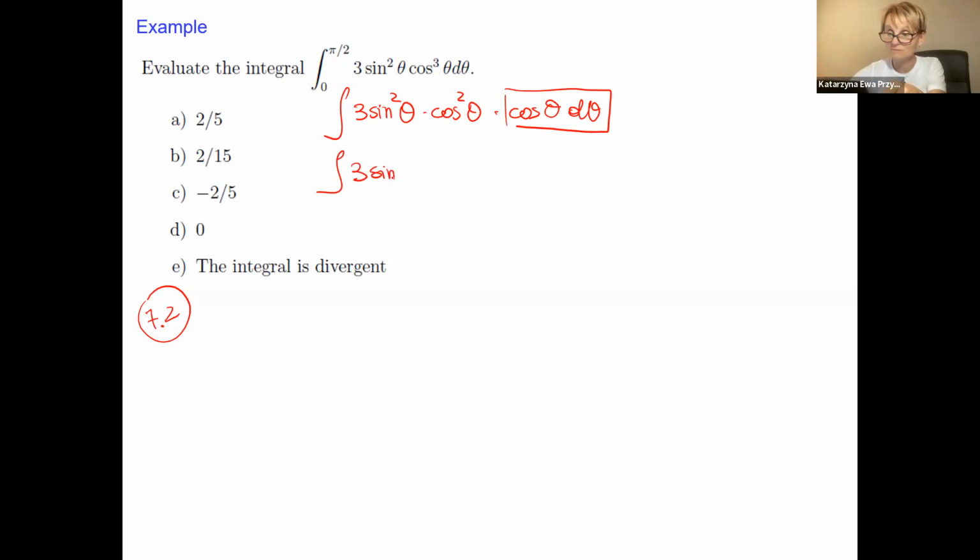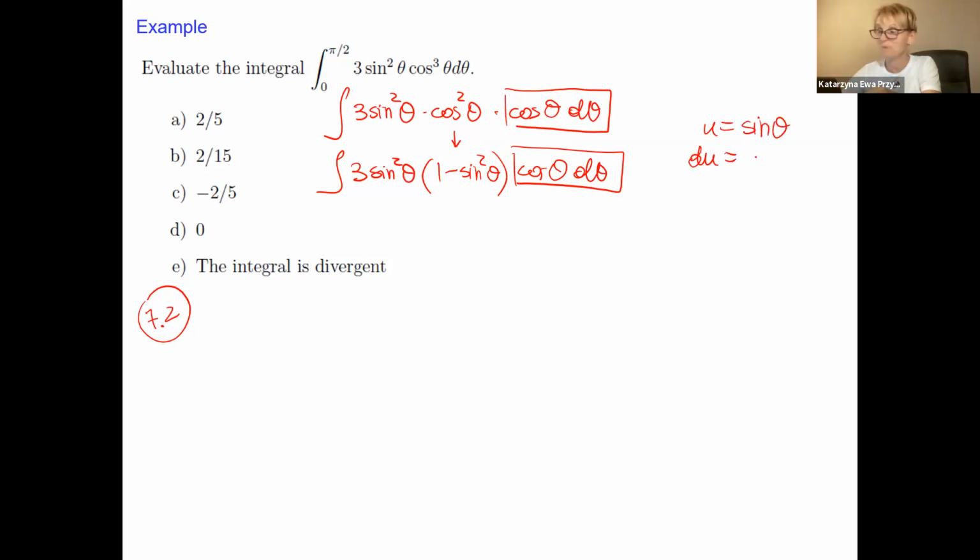I mean, this is good. How can we rewrite cosine square in terms of sine? 1 minus sine square theta, cosine theta, d theta. Okay, and now u is sine theta, and du is cosine theta d theta. Very nice integral.